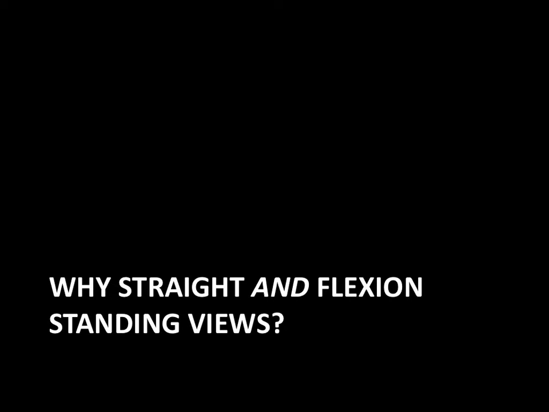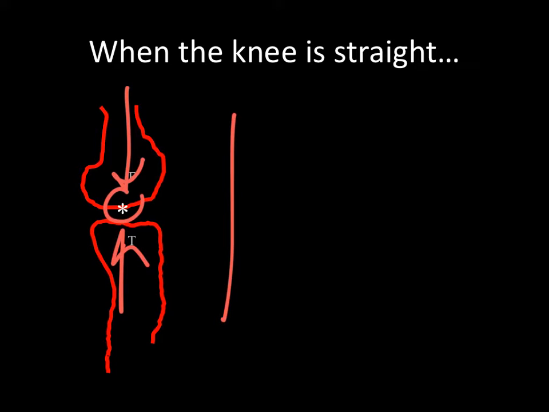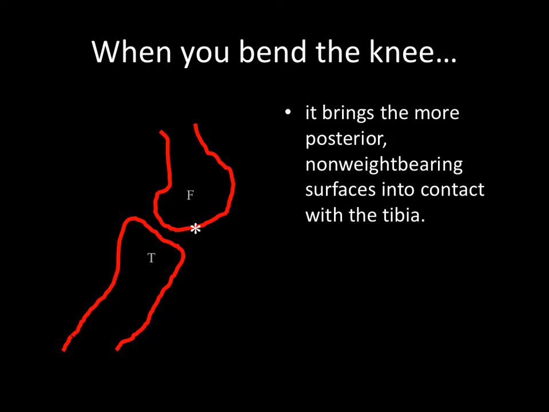Have you ever wondered why there are straight and flexion AP views? I'll give you a few moments to think about it. When the knee is straight, the weight-bearing portions of the femoral cartilage and tibial cartilage contact each other. The star indicates the femoral cartilage, which we're going to follow on the next slide. When you bend the knee, the more posterior, non-weight-bearing portion of the femoral cartilage comes in contact with the tibial cartilage. You can see the position of the star on the femur hasn't changed, and it has moved more anterior.